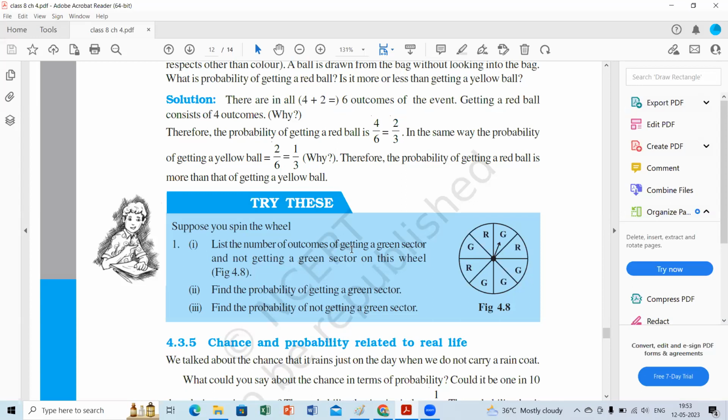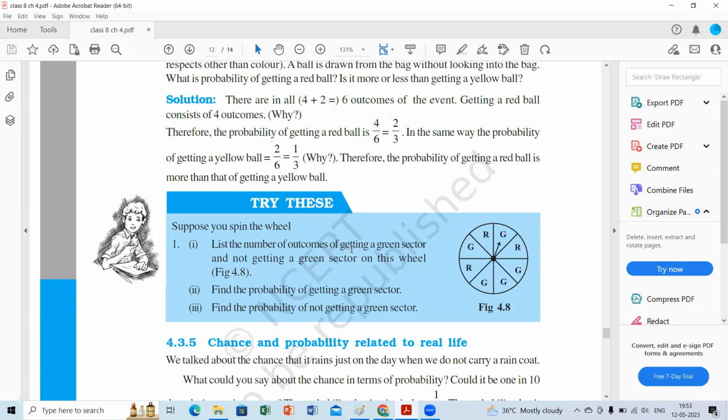8. So 5 by 8 is the probability of getting a green sector. Very good. And not getting a green sector? 3 by 8. Very good.